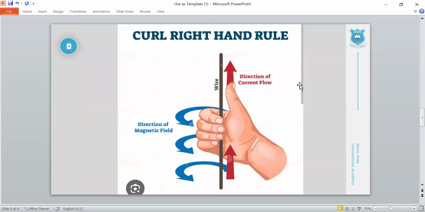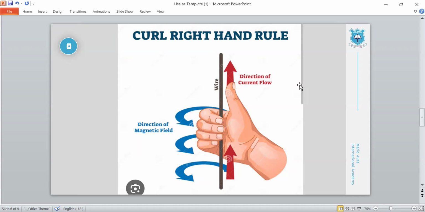All right, the next slide is showing us the right-hand rule. I told you in the previous slide that with the right-hand rule, you hold the wire like this. Your thumb is stretched along the wire, following the direction the current is flowing, and I can see the arrow there directing the flow of the current.